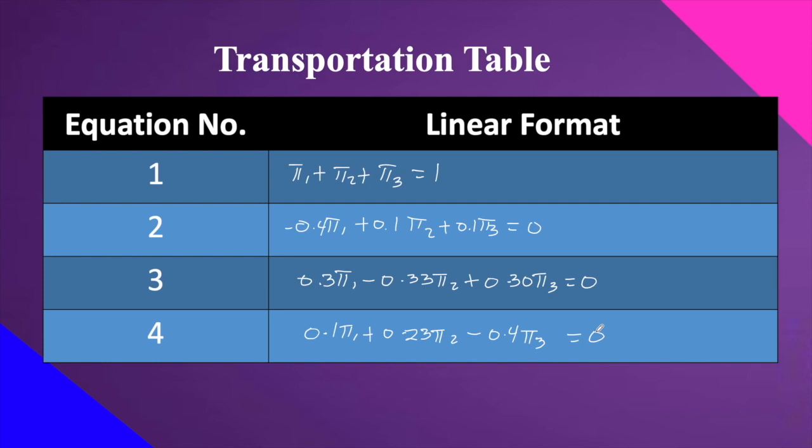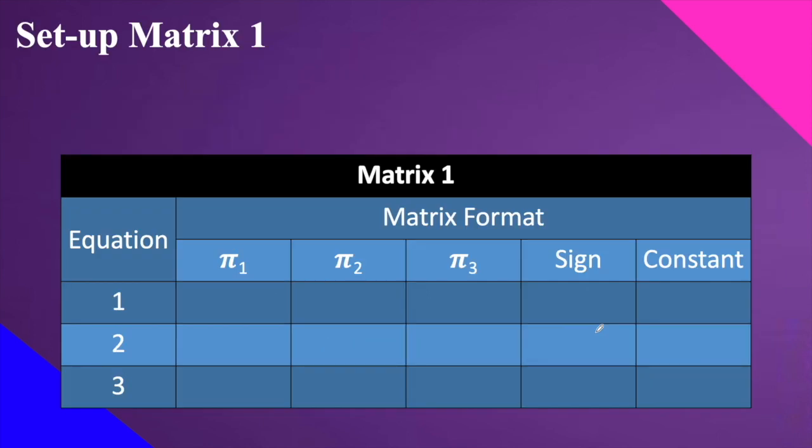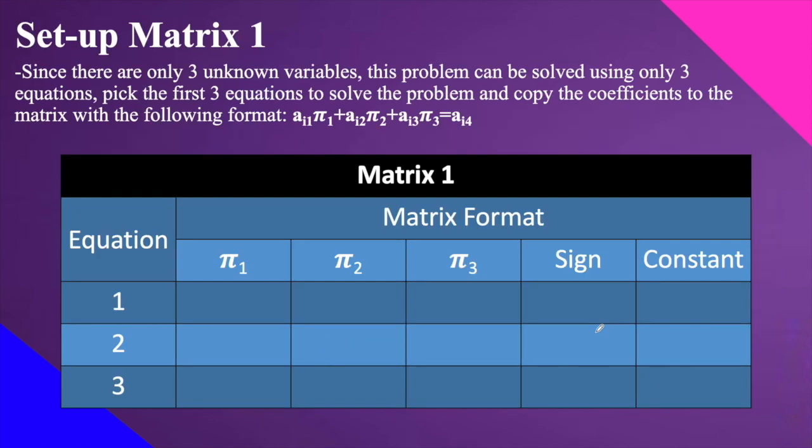Now, what are we going to do next? Matrix na po tayo. Set up matrix number 1. Since there are only 3 unknown variables, this problem can be solved using only 3 equations. Pick the first 3 equations to solve the problem and copy the coefficients to the matrix with the following format.